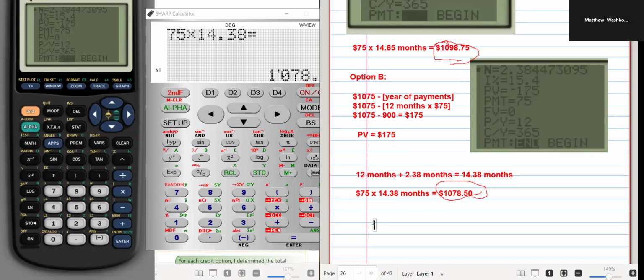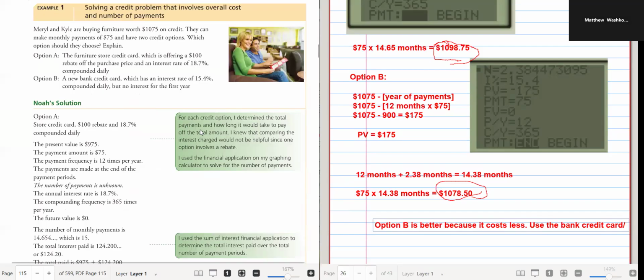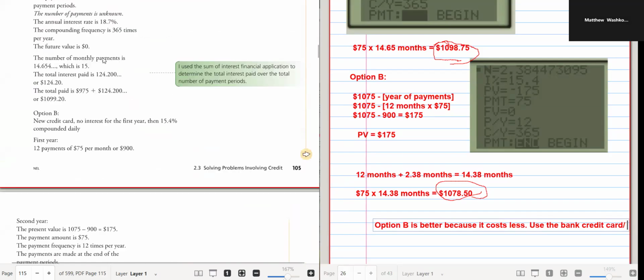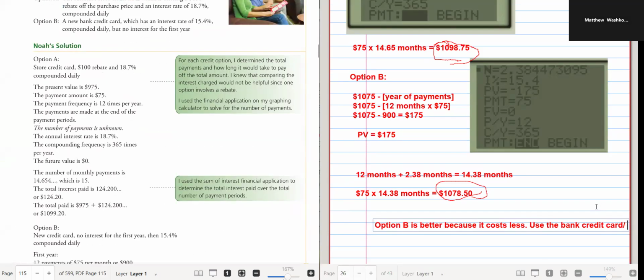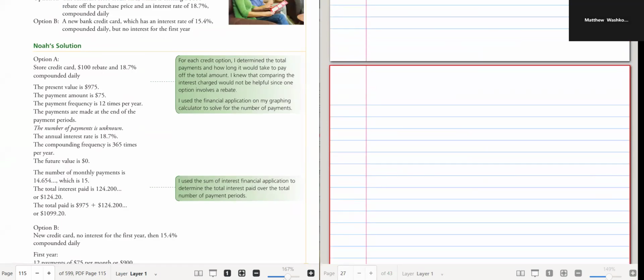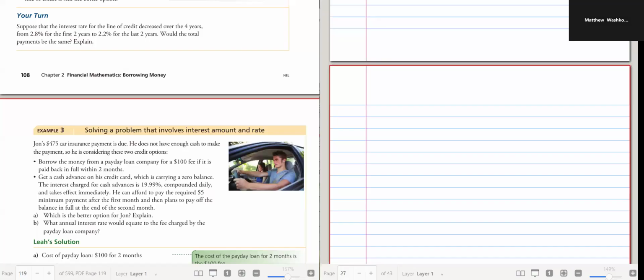So write that out. Option A is better because it costs less. Use the bank credit card. Simple as that, right? There's my statement here. And that was all of example one there. So once you guys get that down, we'll keep on moving on here.